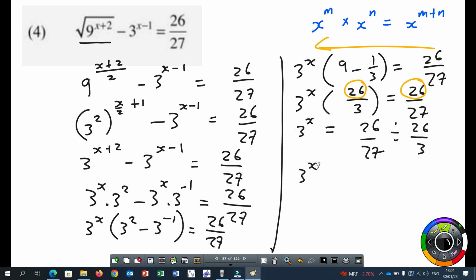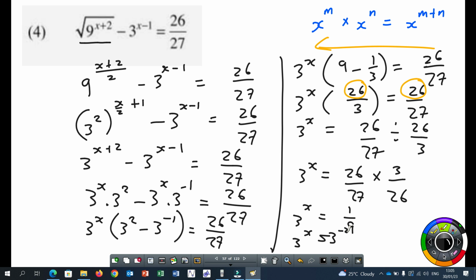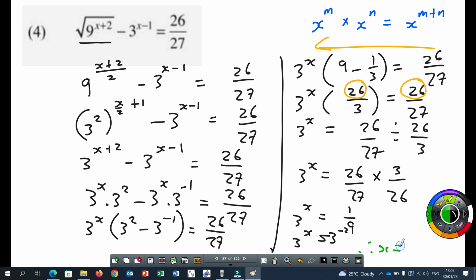So this will be 3 to the power of x equal to 26 over 27 times 3 over 26. So you end up getting 3 to the power of x. This will give you 1 over 9. So you get 3 to the power of x equal to 3 to the power of minus 2. So your final answer, it means x will be equal to negative 2, because this 26 and that 26, they cancel out. These two. Are you following?